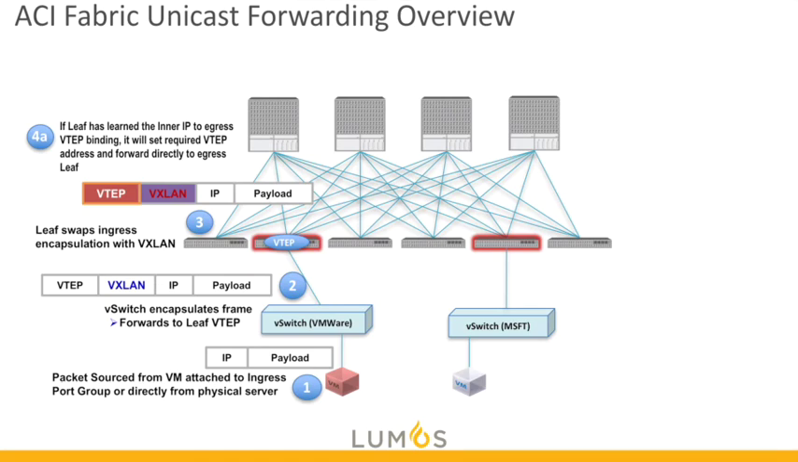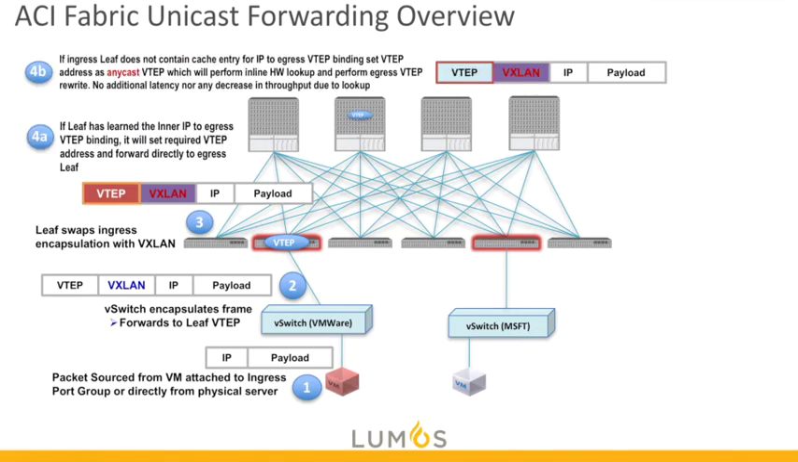If the leaf has learned the inner IP to egress VTEP binding, so that's this IP address to this VTEP binding, if it knows it, it will send it directly. It will craft a packet that's directly destined for that VTEP of the egress leaf. If it does not know, it will forward it to the spine, to the proxy. And the proxy will know where it is. If the proxy doesn't know where it is, it's either going to flood it or drop it, depending on how we configure the bridge domain.